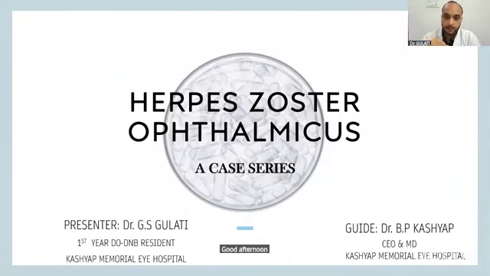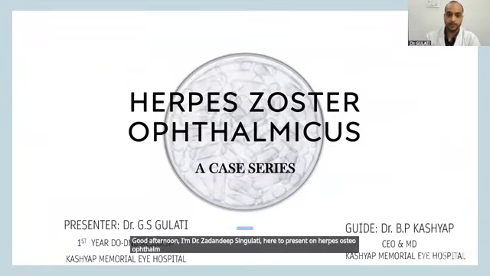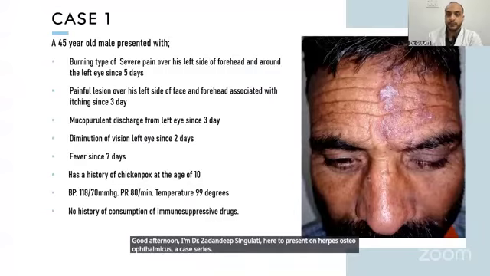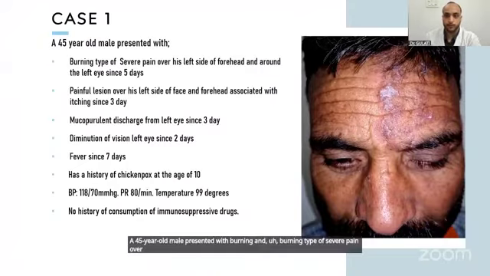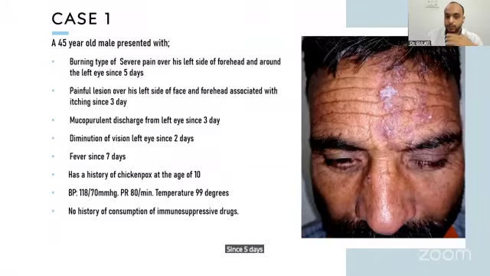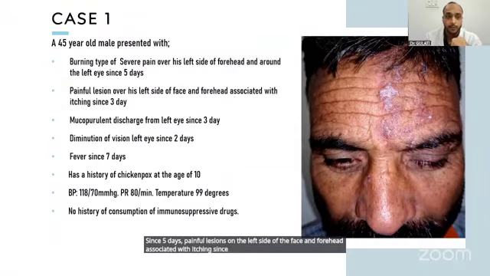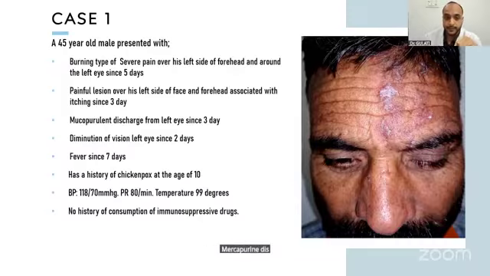Good afternoon. I'm Dr. Gagandeep Singh Gulati, here to present on herpes zoster ophthalmicus, a case series. A 45-year-old male presented with burning type of severe pain over the left side of the forehead and around the left eye since 5 days. Painful lesions on the left side of the face and forehead associated with itching since 3 days. Mucopurulent discharge from the left eye since 3 days.